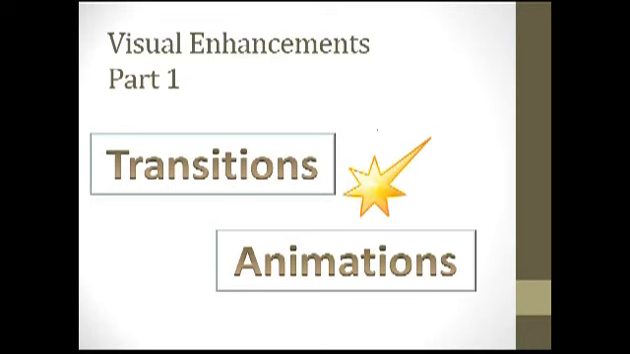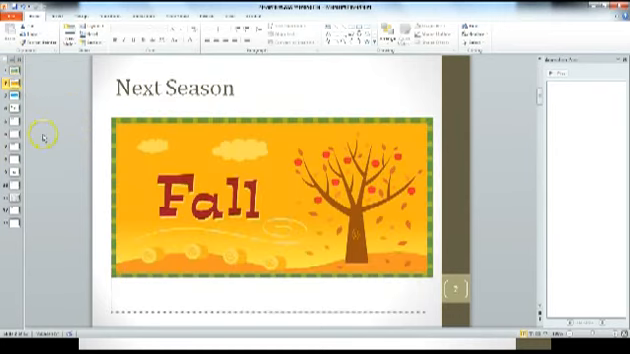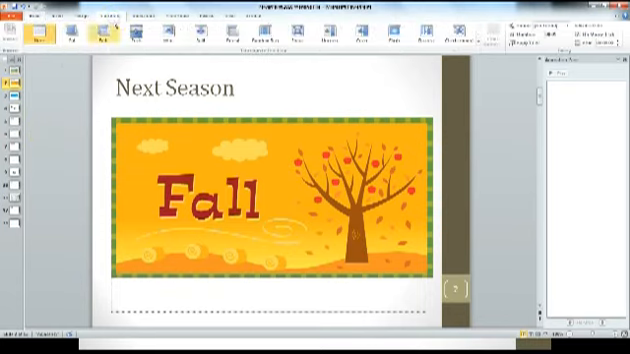Let's apply a transition to a slide. To apply a transition to a slide, we need to be on the slide we want to apply the transition. So I think I'll apply it on the second slide. Then you need to click on the Transition tab if it's not already active, and then select the type of transition to apply. We have several transitions.